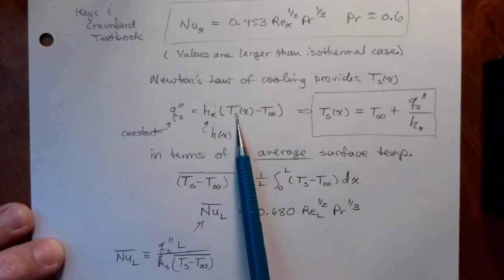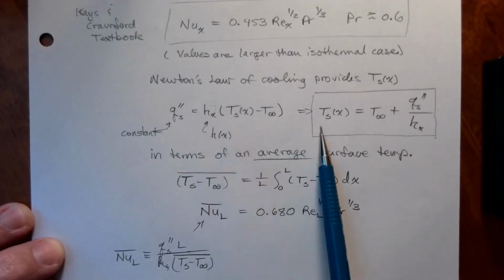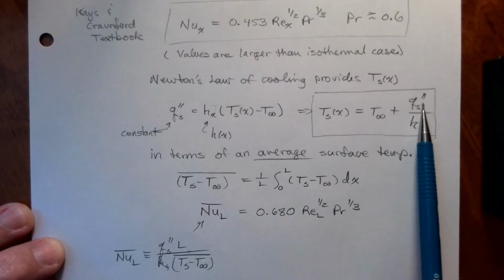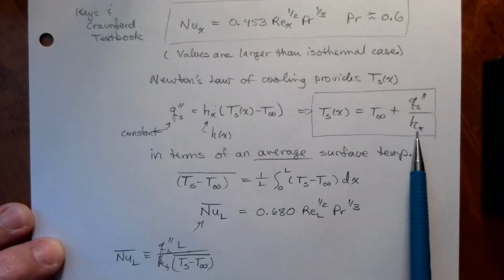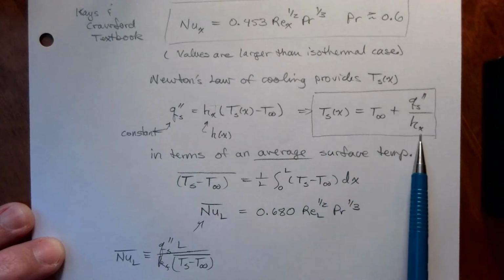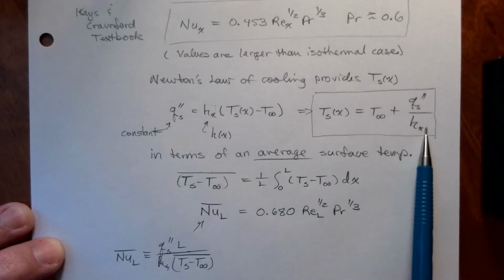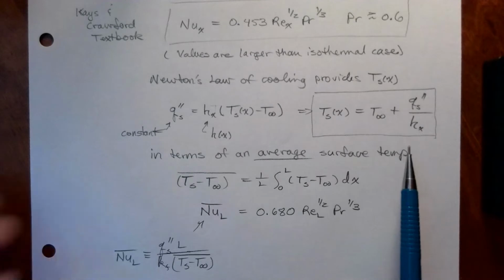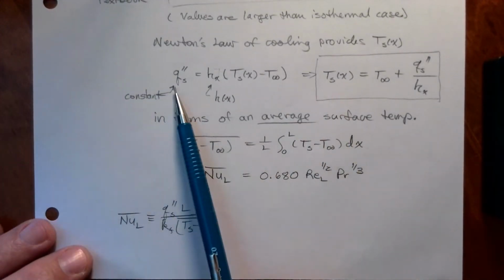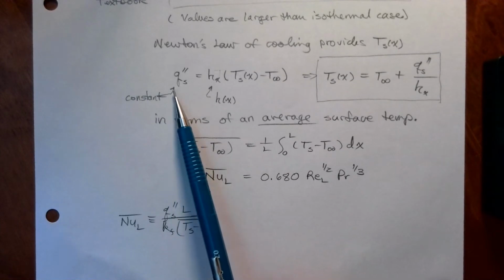So we could solve this equation for Ts. Just do the algebra, solve for Ts. Ts is equal to T ambient plus whatever Q double prime is. Remember that's a constant divided by the local H. So this will be a function of X because H is a function of X. So we could come up with the temperature distribution for a constant flux situation.